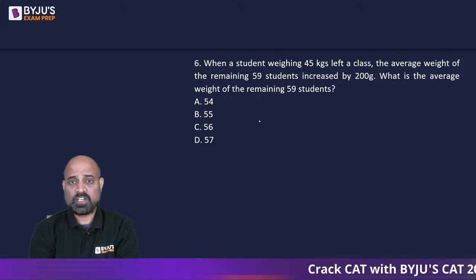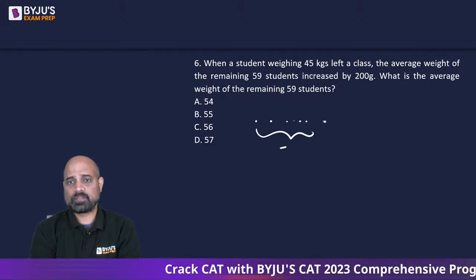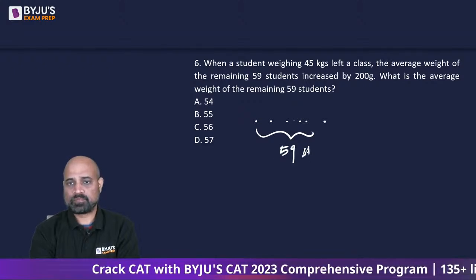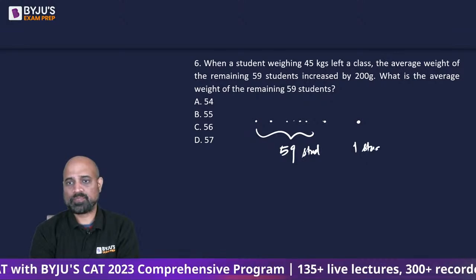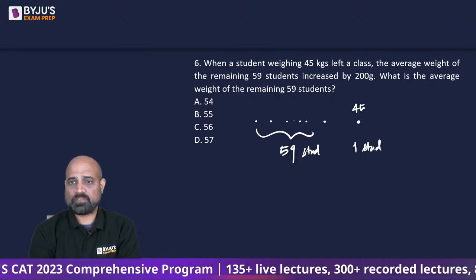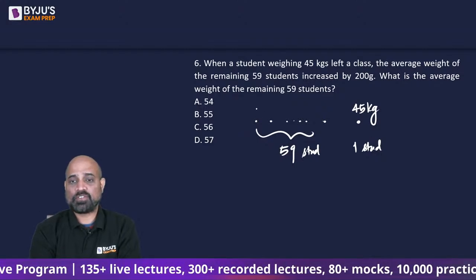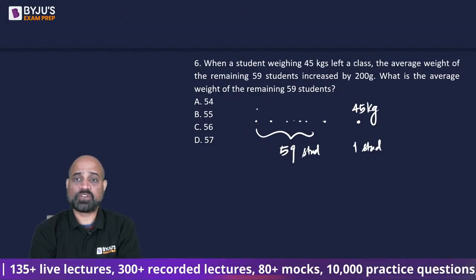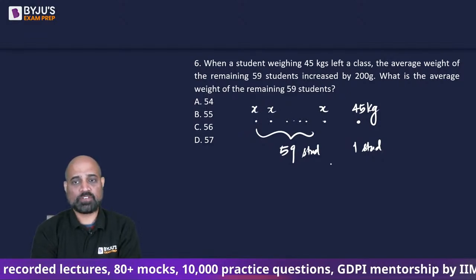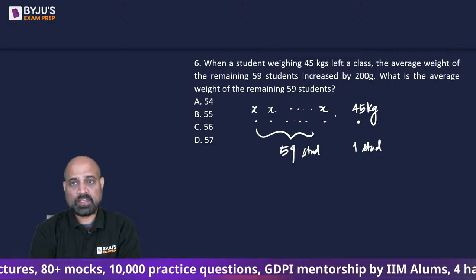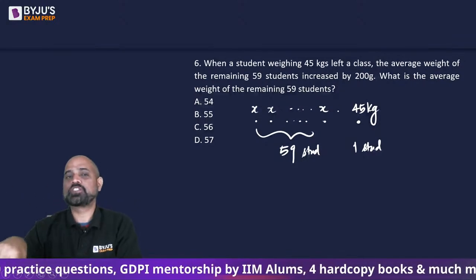Straightforward question. So if we have these 59 students here, and then we have this one student here, whose weight is 45 kgs, and the weight of these 59 students would have been, let's say, x kgs for each one of them. So when this guy leaves, it reduces by 200 gram.